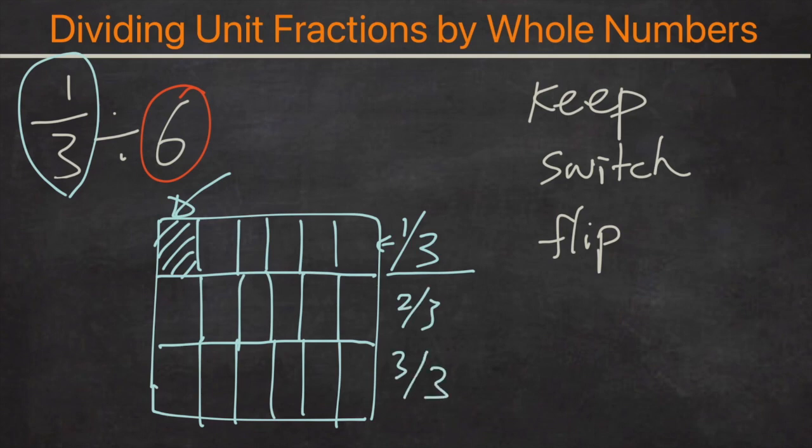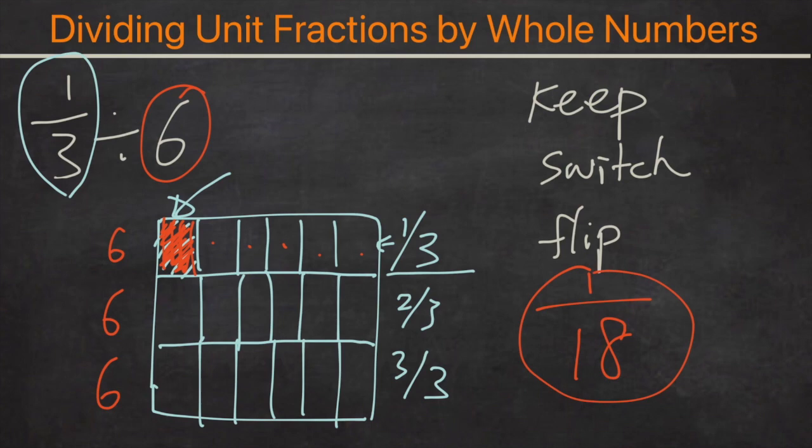And so you can see that if we were to divide them all exactly the same as this, we would have 1, 2, 3, 4, 5, 6, and that's 6 here, that's 6 here, that's 6 here. So 6 times 3 means that there's a total of 18 units divided. And this 1 unit is 1/18. So as you can see, that is the same answer as we got previously when we used keep, switch, and flip.